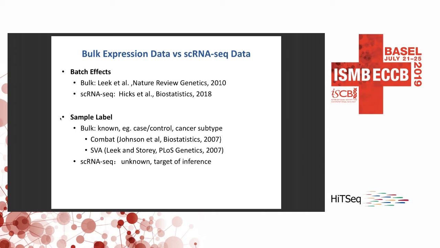So when the biological heterogeneity is known, to correct the batch effects, we can apply widely used algorithms such as COMBAT and SVA. However, in single-cell RNA sequencing data, each sample corresponds to a cell, and the cell type is often unknown and always the target of inference. So then, how can we correct the technical artifacts when the biological heterogeneity is unknown?